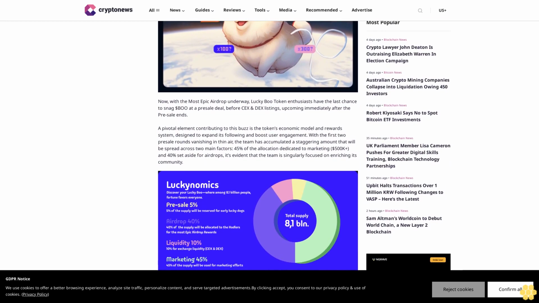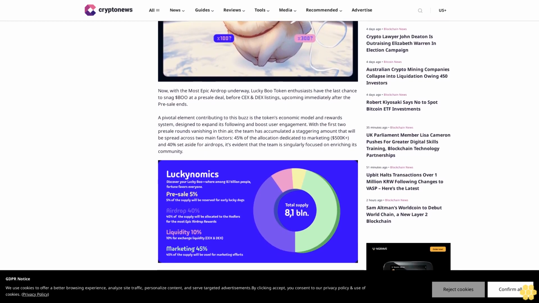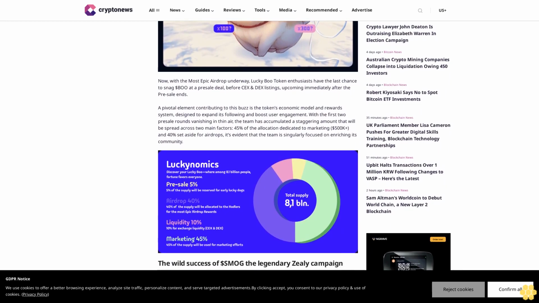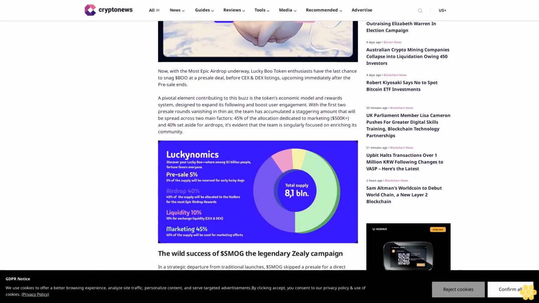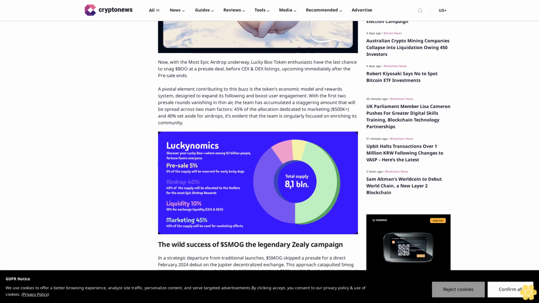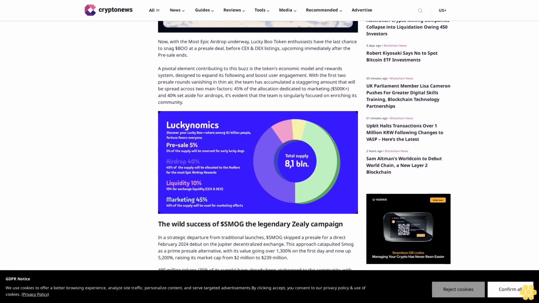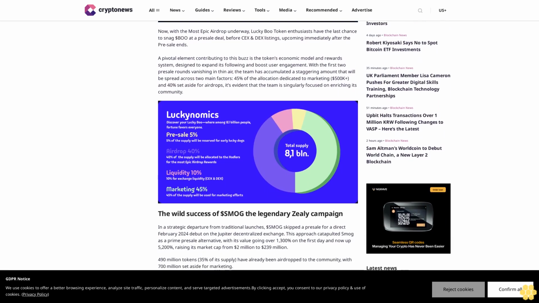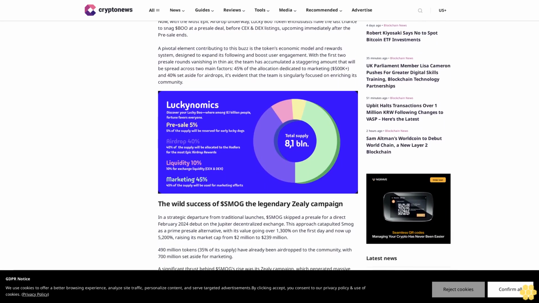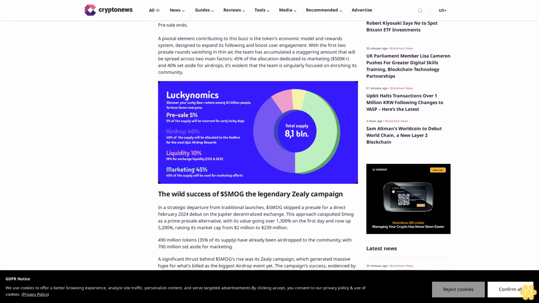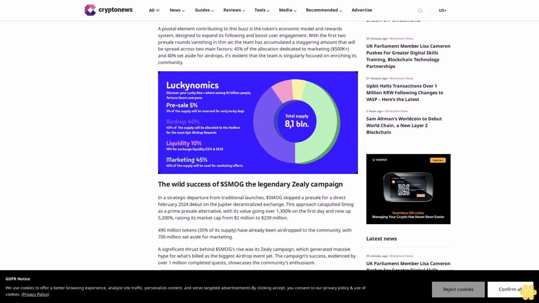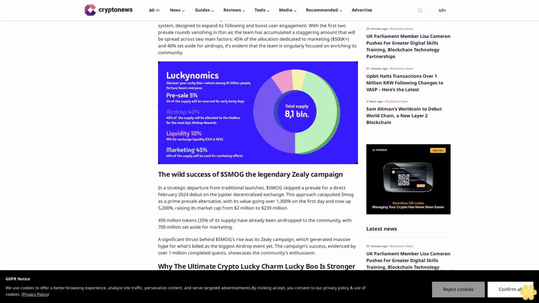A pivotal element contributing to this buzz is the token's economic model and reward system, designed to expand its following and boost user engagement. With the first two presale rounds vanishing in thin air, the team has accumulated a staggering amount that will be spread across two main factors: 45% of the allocation dedicated to marketing, $500K plus, and 40% set aside for airdrops. It's evident that the team is singularly focused on enriching its community.